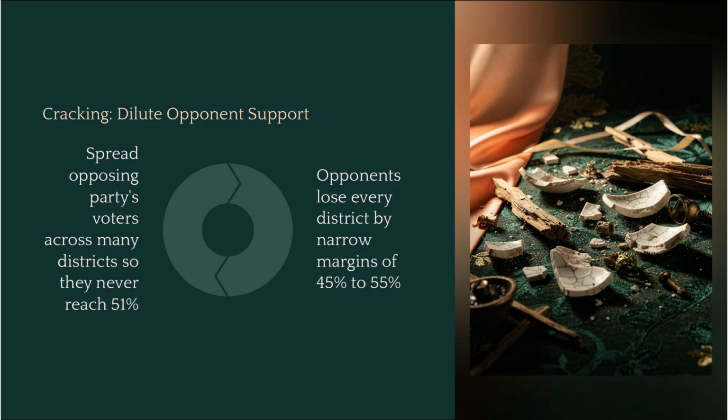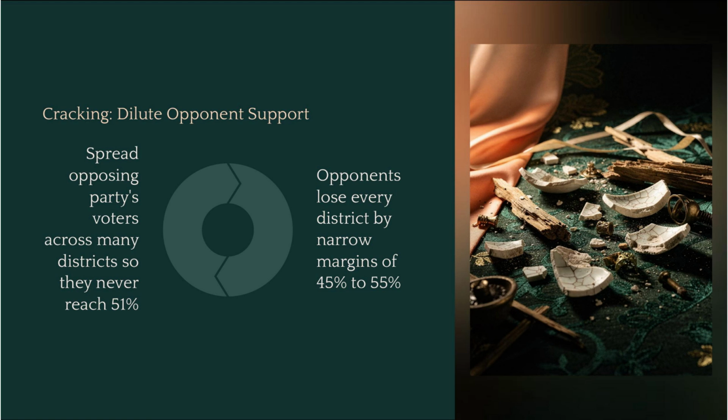The second, and often more devastating technique, is called cracking. This is the opposite of packing. Instead of concentrating your opponents, you spread the opposing party's voters across many districts. Imagine a strong community of Green Party voters. If they stayed together, they could win a seat. But if you draw lines that slice right through their neighborhood, you can split them up. You put 40% of them in District A, 40% in District B, and so on. In every single district, they remain a minority.